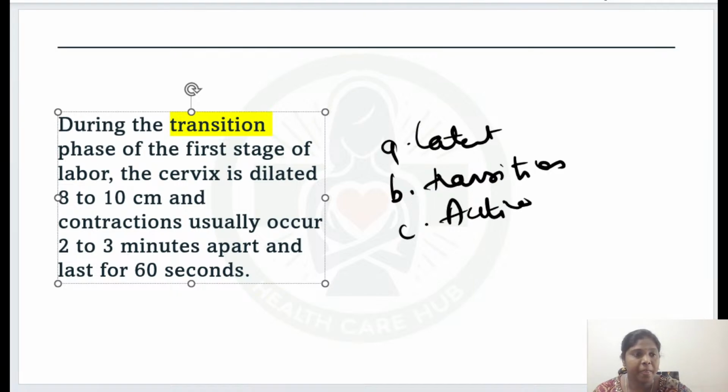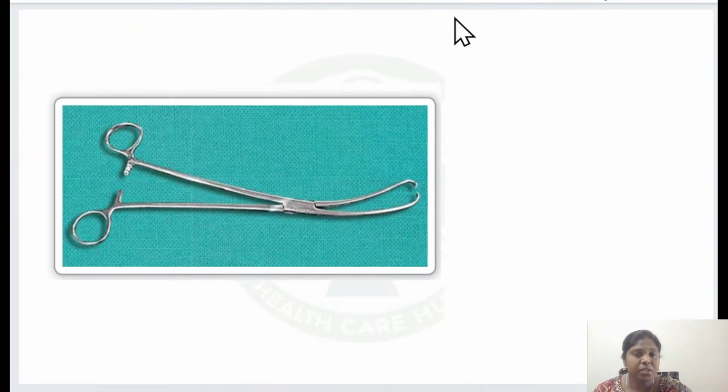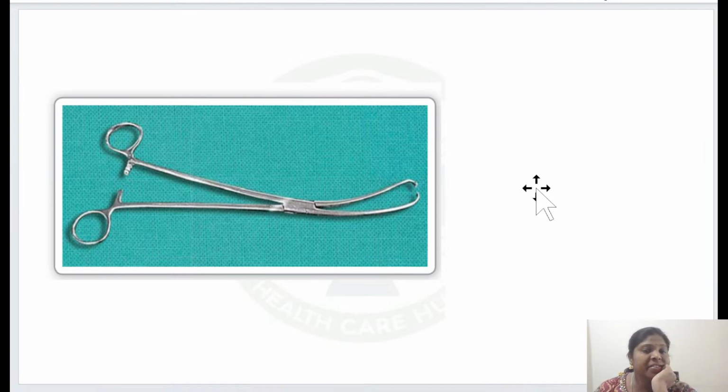Okay. Next, guess the image. So, what is this image here? What does the image stand for? What gynecological instrument have I shown you on the screen right now? So, what instrument is this?